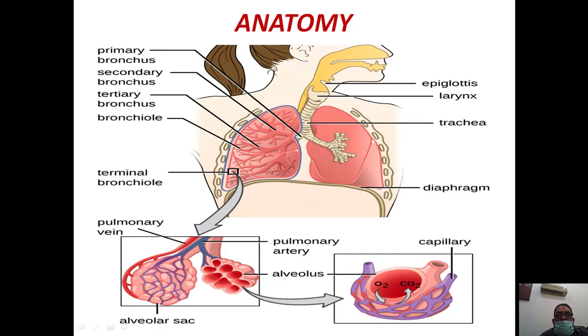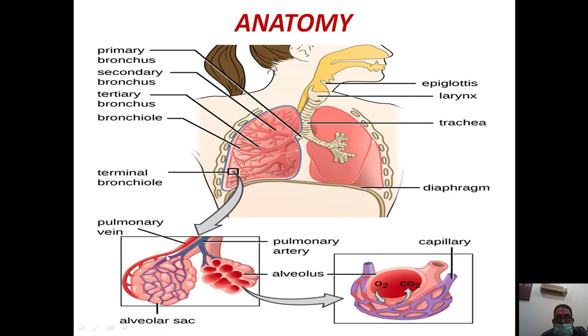Now this slide is the anatomy of the respiratory system, comprised of structures starting from the nasal cavity up to the alveoli. From the nasal cavity, its roof, floor, and lateral wall, and then the nasopharynx, upper larynx, then trachea, which divides into primary bronchus, secondary bronchus, tertiary bronchus, and terminal bronchiole.